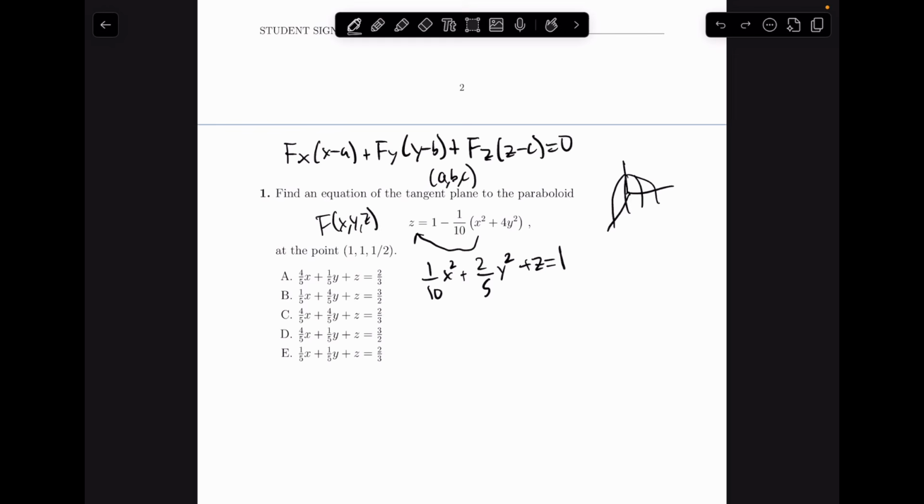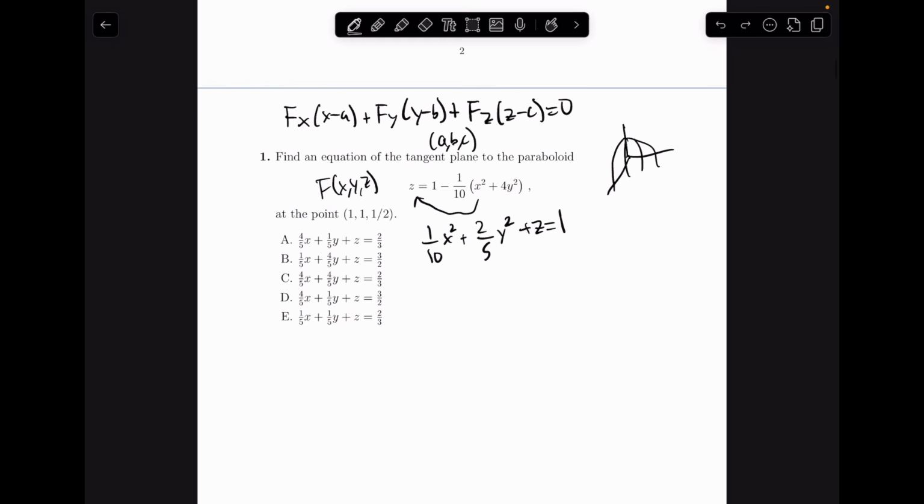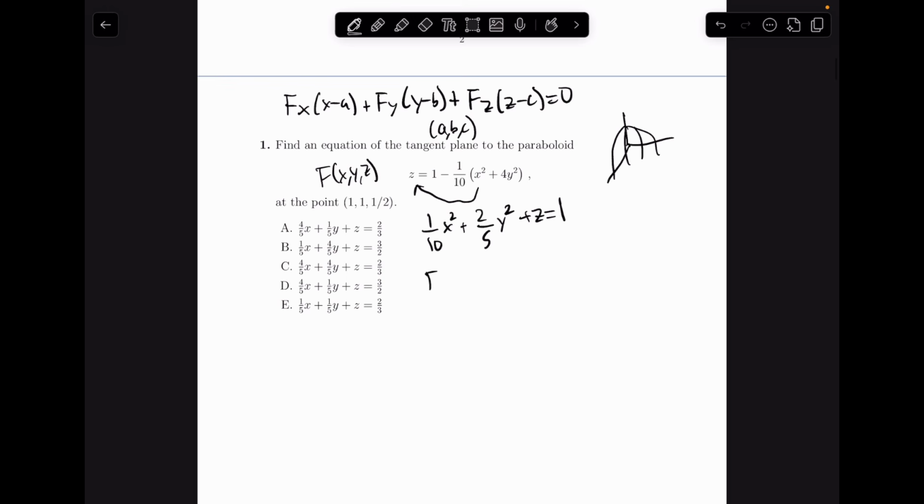Okay, so now let's find our fx, fy, and fz. Fx is going to be equal to 1 over 5 x. Fy is going to be 4 over 5 y. And fz is just going to be a nice 1.